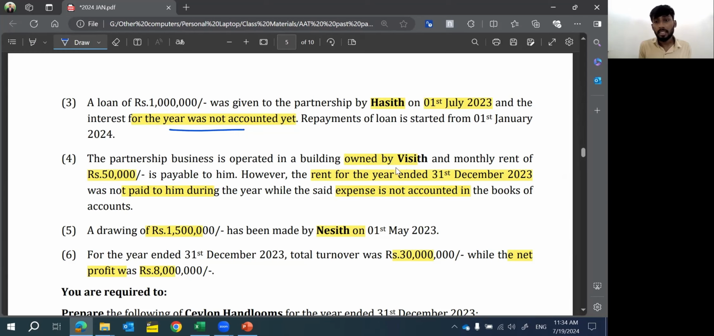Then the partnership business is operated in the building owned by Hasit. That means Hasit has given the building on rent basis as an external party, but the monthly rent of 50,000 for the entire year is not paid, and even it is not accounted. That means they have not recorded that accrued expense. So we need to do that. Now, when we are recording an expense, what will happen to this 8 million profit? That 8 million profit will get reduced. So first of all, we need to calculate the correct profit.